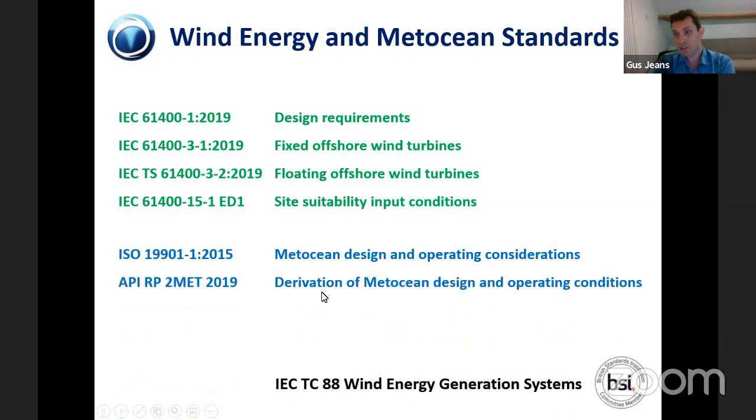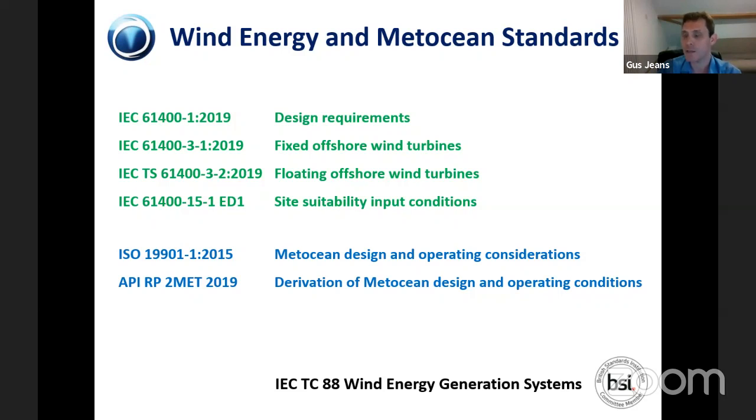Also worth mentioning, it's not a fully international standard, but it's a little bit more up to date. The API produced the RP 2MET document, which is the most recent update in 2019, the same year as the batch of the most recent IEC standards. It's more recent than the ISO document. It's again entitled Derivation of Metocean Design and Operating Conditions.